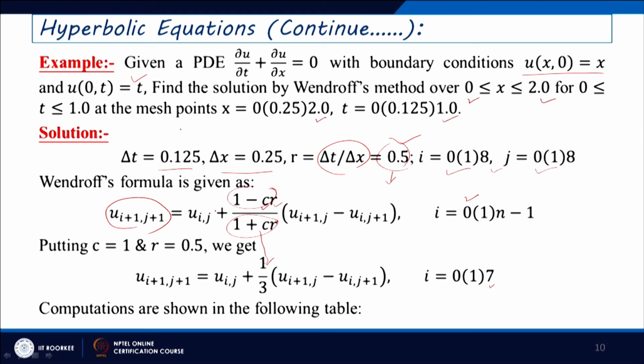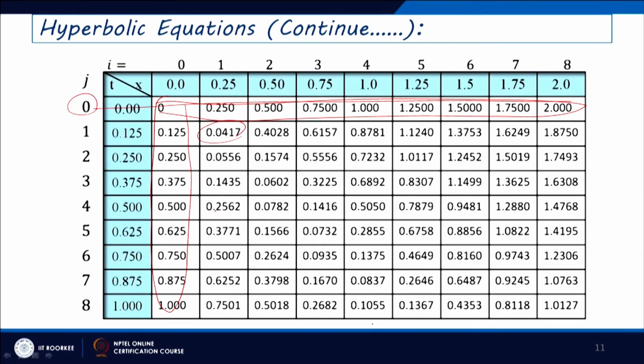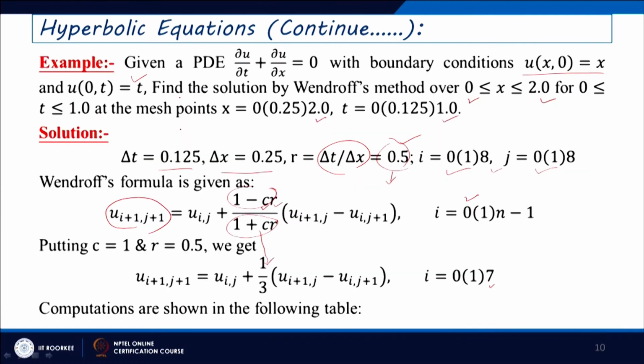This value is known to us, since the 0 0 cell value for u is just taken as 0, and then u 1 0 minus u 0 1 there. So, all the values are known to us for this problem. Since C equals 1 and R equals 0.5, this is a separate equation where u i plus 1 j plus 1 is the unknown, and u i j is a known value to us, and u i plus 1 j and u i j plus 1, these two values are also known to us.